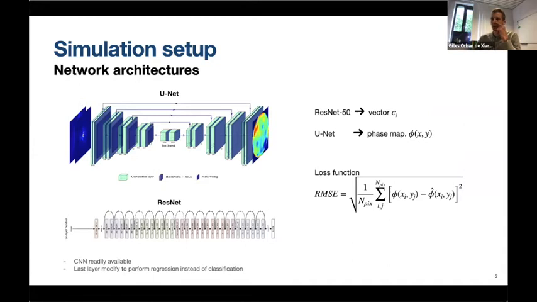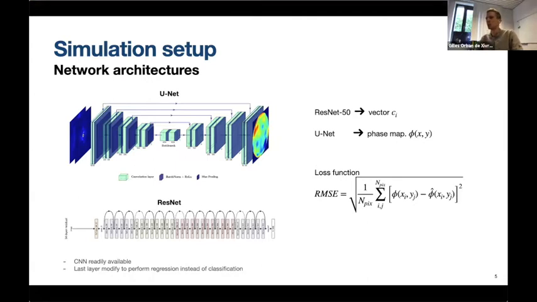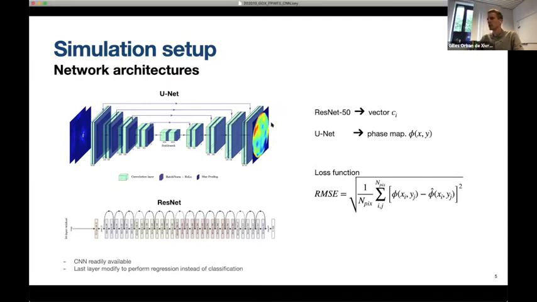For the architecture, we actually tested several architectures at the onset of this study. In the end, we use essentially UNet and ResNet, which are readily available on the internet to perform classification. And we just modified the last layer to perform regression instead of classification. We use ResNet to infer a vector of Zernike coefficients, and UNet here is adapted to return directly a phase map. And the loss function is just the classical MSE.